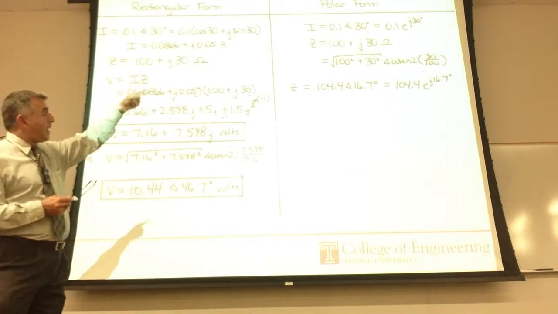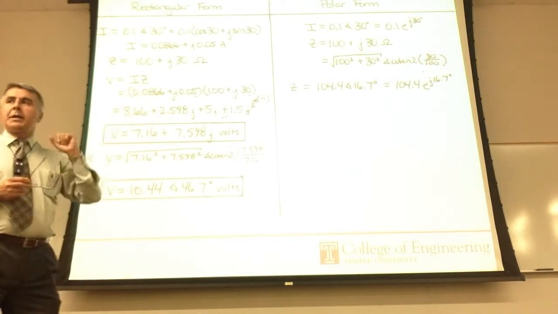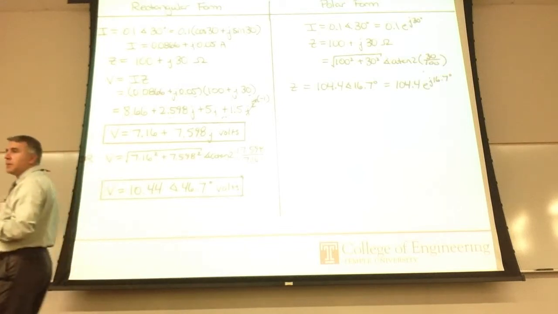So I have the I, I have the Z, both in the polar and exponential. So I have to multiply these two.